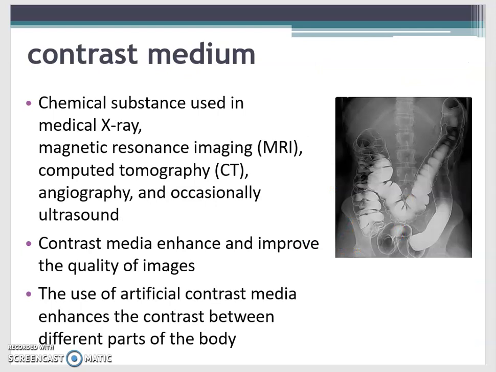And on the note of contrast medium, we use contrast in radiology all the time. These are chemical substances used in medical X-ray, MRI, CT, angiography, which is a form of radiography, a form of fluoroscopy, and occasionally in ultrasound, although rarely. Contrast media will enhance and improve the quality of images, and using contrast media will enhance contrast between different parts of the body, and that's all very true.